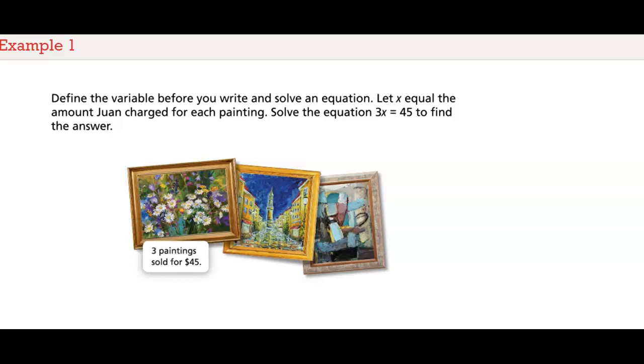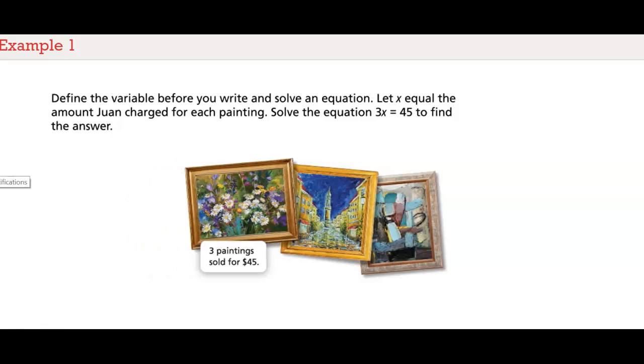Define the variable before you write and solve an equation. Let x equal the amount Juan charged for each painting. Solve the equation 3x equals 45 to find the answer.